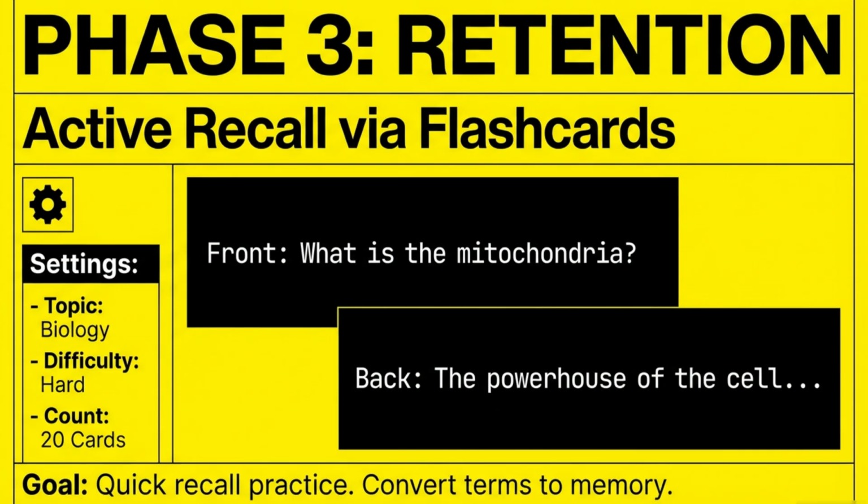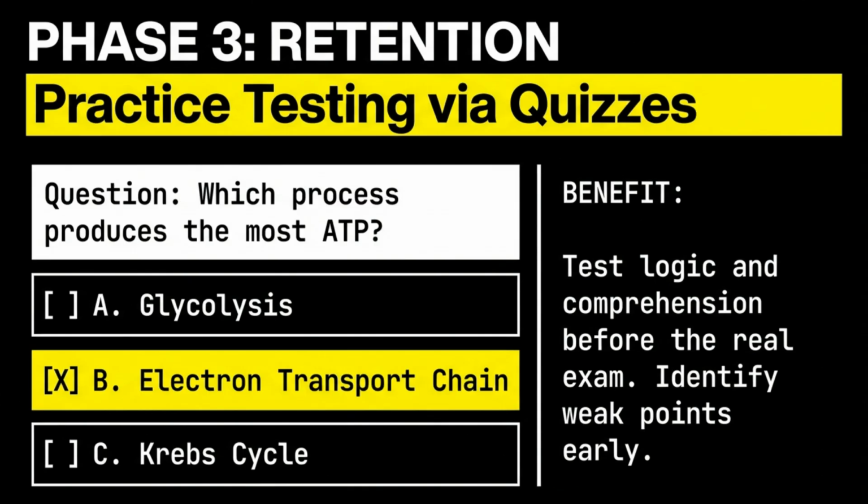Phase 3 is retention, focusing on active recall via flashcards. Set your topic, difficulty, and card count for quick recall practice, converting terms into memory. Also for retention, practice testing via quizzes. This helps you test your logic and comprehension before the real exam, allowing you to identify weak points early.